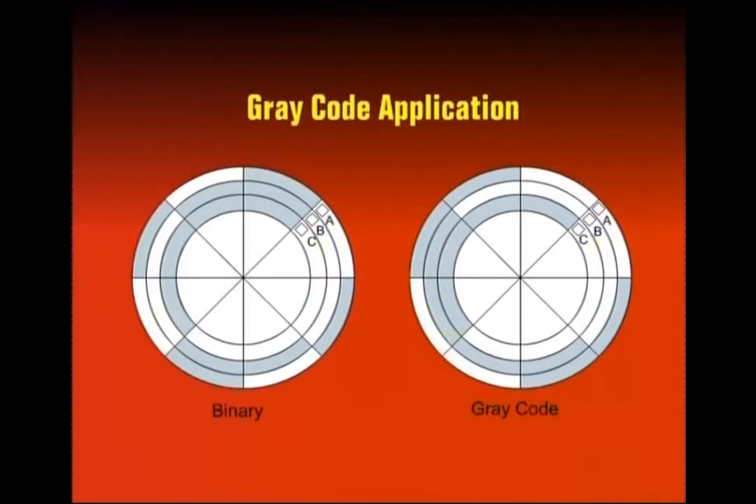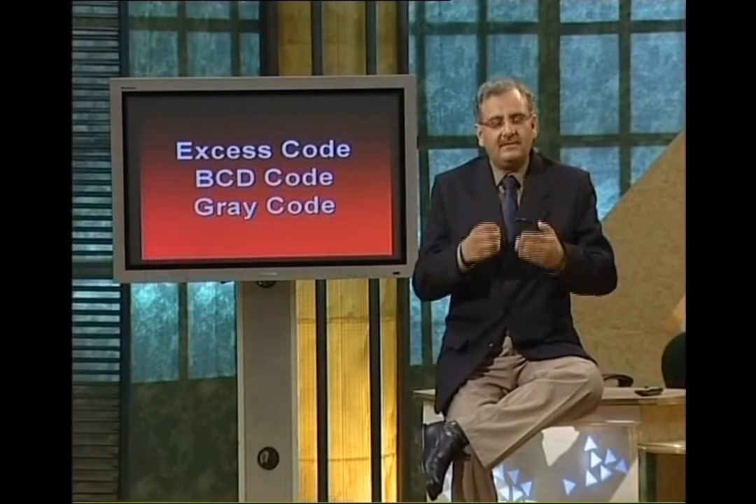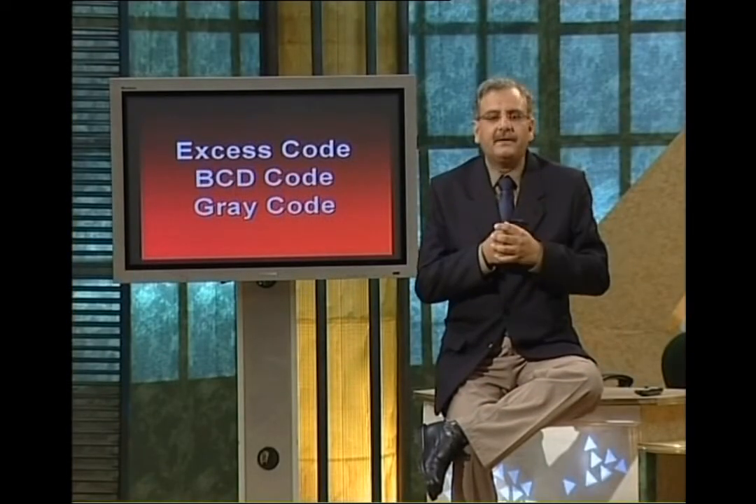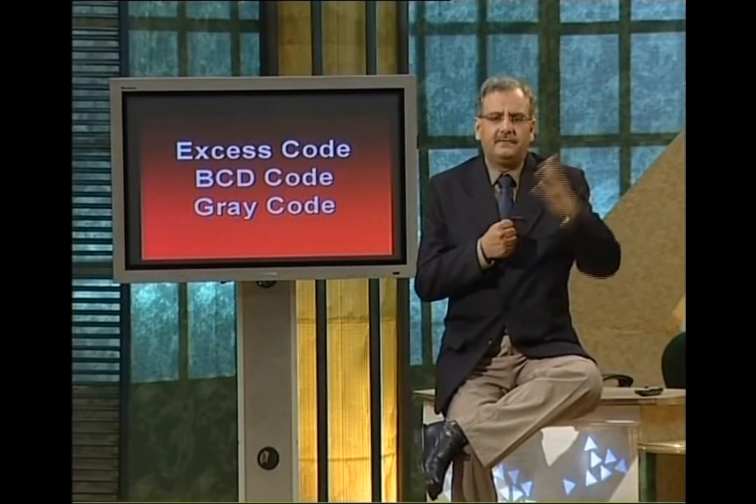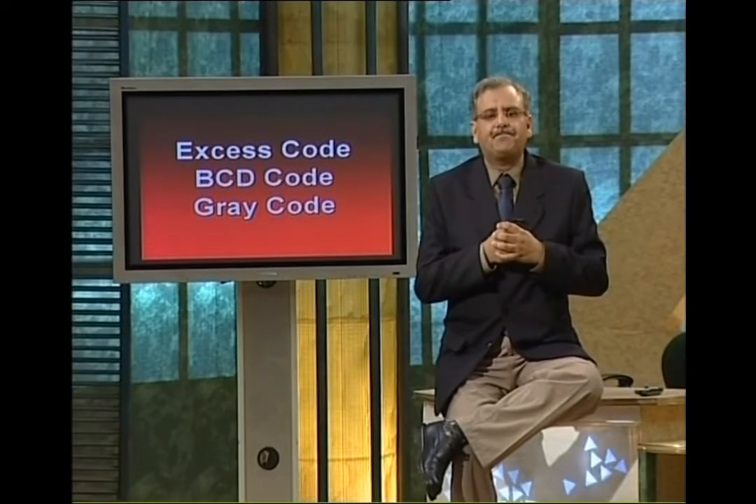Consider the disk shown on the right. The conducting and non-conducting strips follow a gray code pattern 000, 001, 011, 010, 110, 111, 101, and 100, representing decimal numbers 0 to 7. Now, even if the brushes are misaligned, the LEDs would always display the correct count value. We have just looked at an example of the gray code. We might be looking at other examples of gray code during the course of the study.